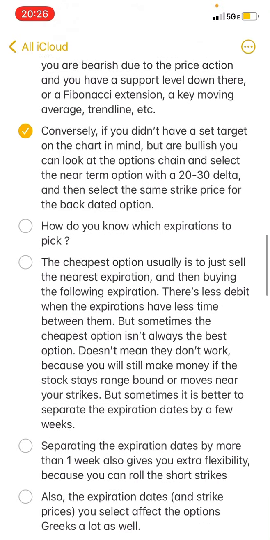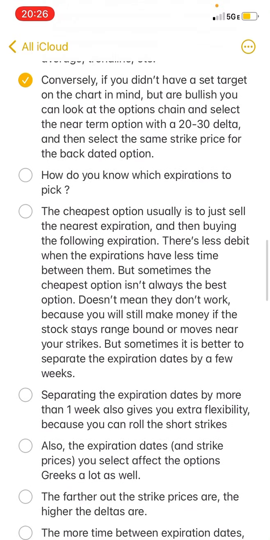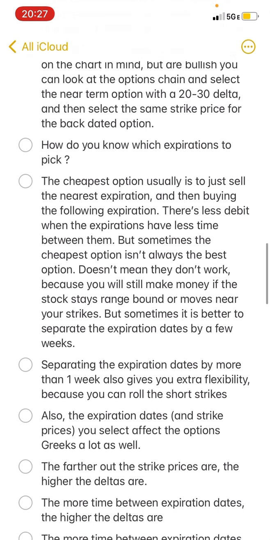Conversely, if you don't have a set target on the chart in mind, but you are bullish, then you can just look at the options chain and select the near-term option with about a 20 to 30 delta. Then you select the same strike price for the backdated option. So, you're bullish on Tesla and it's at 795.